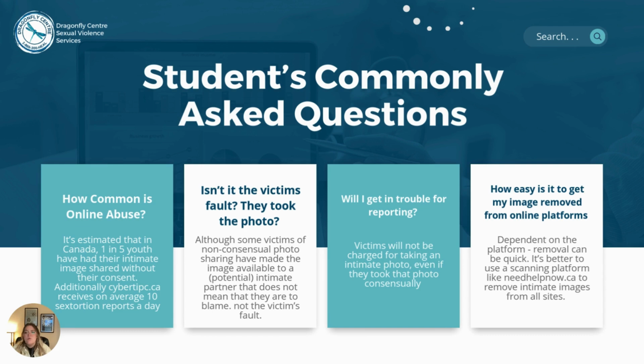As educators, we can support students by providing them with accurate information, ensuring that they know their rights, and directing them to resources that can help them navigate these difficult situations.